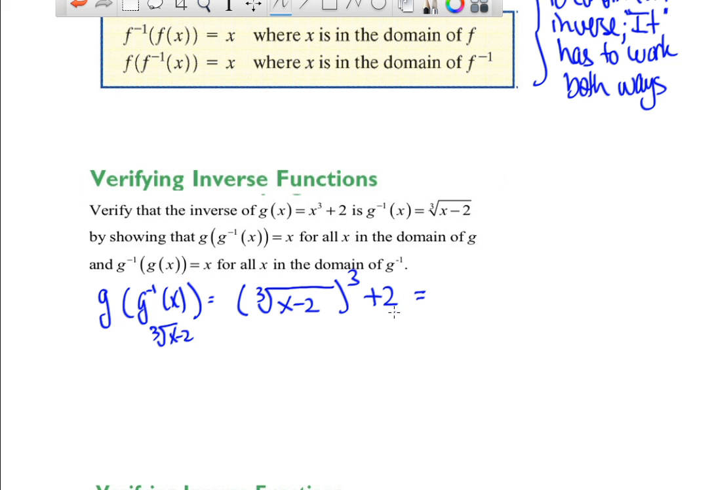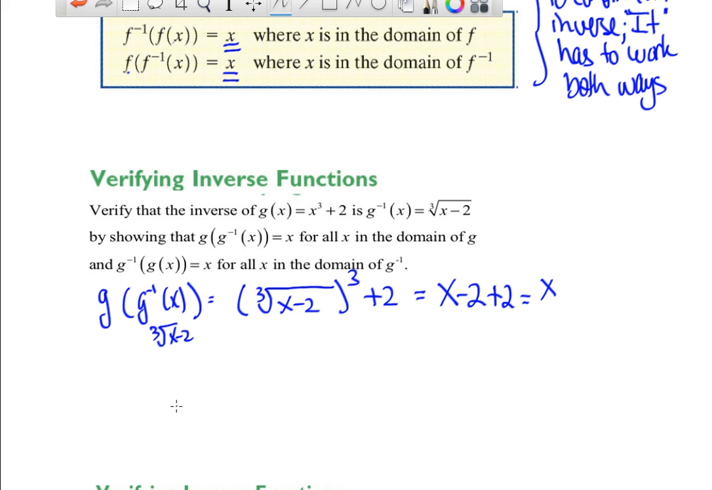And what should come out of here is, well, see if you can guess it sort of. So if we take that, x minus 2 plus 2, we end up with x. And that's what we want. Okay? That's what this is saying over here. If you start with the inverse, put the original into that, you should get x. And we actually did this one.